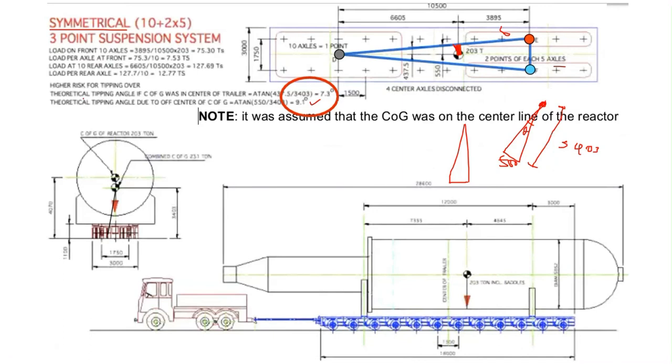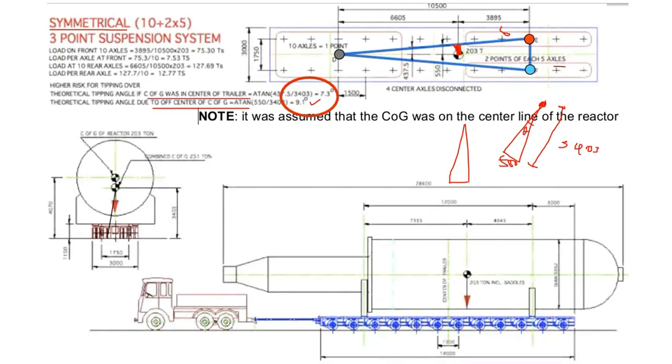The theoretical tipping angle for center is 437. 437 is from here to here, this distance from the center to this triangle, the tipping line. Therefore, 35 divided by 3 is 1.3. Theoretical tipping angle due to off-center COG. Theoretical tipping angle if COG was in the center of trailer.